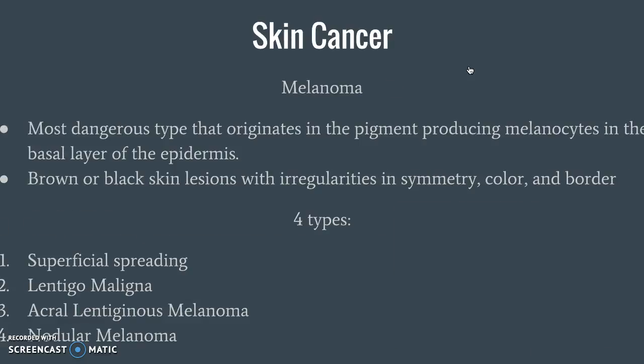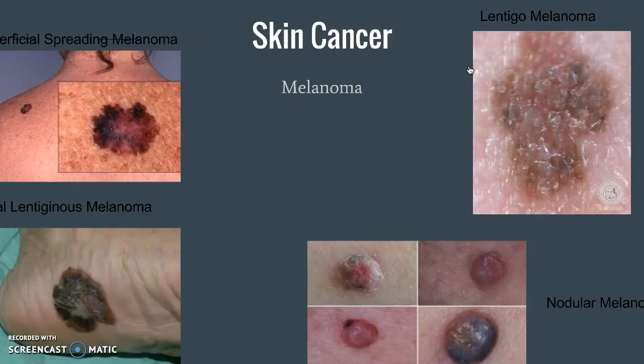Melanoma is the most dangerous type of skin cancer, and it originates in the pigment-producing melanocytes in the basal layer of the epidermis. It can appear as brown or black skin lesions with irregularities in symmetry, color, and border. There are four different types: superficial spreading, lentigo maligna, acral lentiginous melanoma, and nodular melanoma. And here is a picture of all.